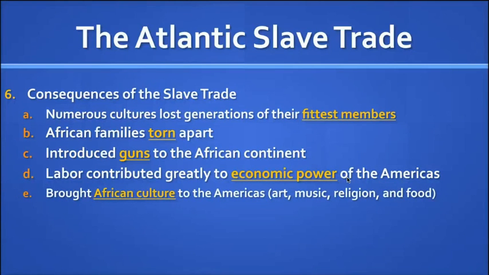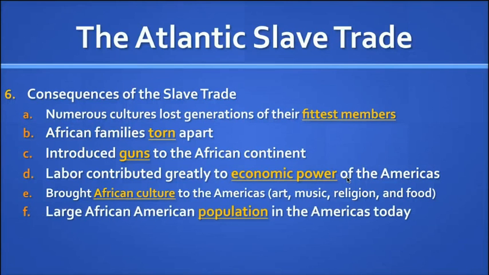It brought African culture to the Americas: art, music, religion, and food. Certainly, the obvious here is it brought Africans to the continent. We'll talk about that in a second here, but along with that comes their culture. So, because of that, we have a large African American population in the Americas today.